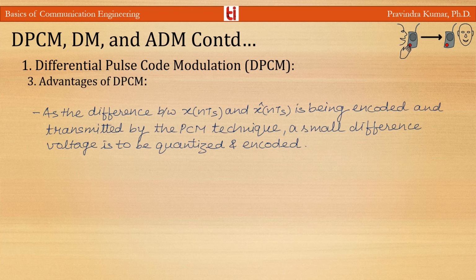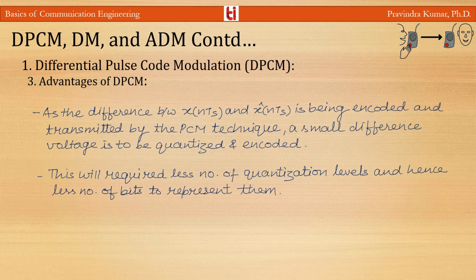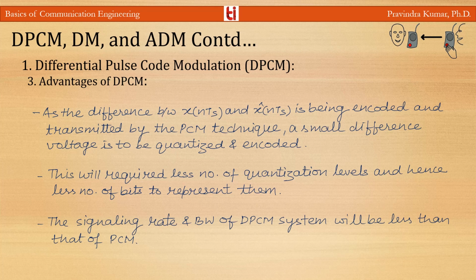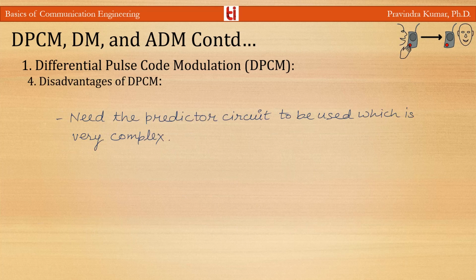Now the advantages of DPCM: as the difference between x(nTs) and x cap(nTs) is encoded and transmitted by the PCM technique, a small difference voltage is to be quantized and encoded. This requires fewer quantization levels, and so fewer bits to represent them. So the signaling rate and bandwidth of a DPCM system will be less than that of pulse code modulation. As for the disadvantages, it needs a predictor circuit, which is very complex, and the practical use is limited.